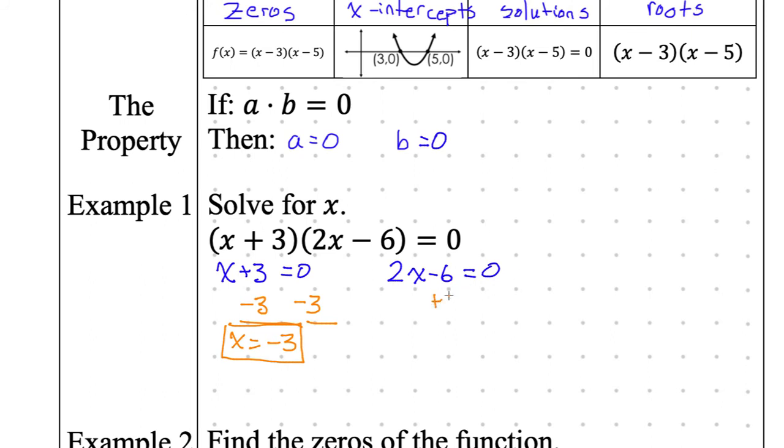On this side, I'm going to add 6 to both sides. The 6 is going to cancel out. I'm left with 2x. 2x is equal to 6. Divide both sides by 2, and x is equal to 3, which is the second solution. I'll make a note on Khan Academy, you have to list the smaller value. And I don't like the word smaller. I think of it as the most negative term first, so I would list the -3 first and then the +3.